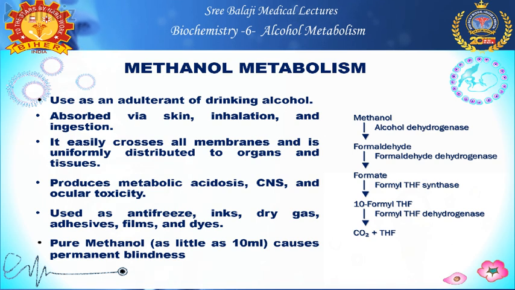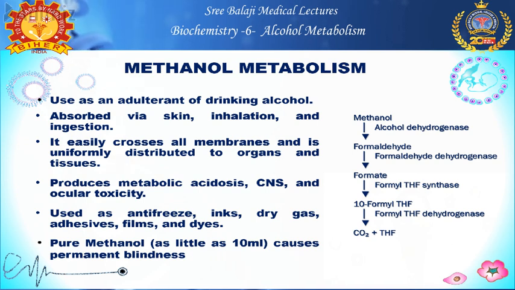Now we'll see about the metabolism of methanol. Once the methanol enters into the liver, methanol will be converted to formaldehyde by the alcohol dehydrogenase enzyme. Then formaldehyde will be converted to formate by the enzyme called formaldehyde dehydrogenase. This formate is very toxic. It has to be immediately converted to 10-formyl tetrahydrofolate by the enzyme called formyl tetrahydrofolate synthase. This enzyme is a tetrahydrofolate dependent enzyme. Then this 10-formyl tetrahydrofolate will be converted to carbon dioxide and tetrahydrofolate is released.